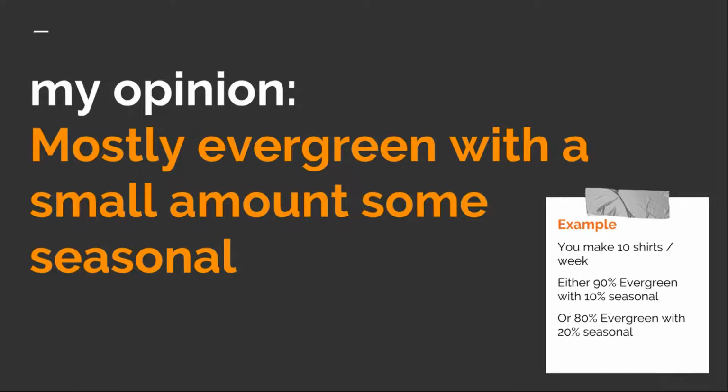An example would be, and this is just for an example, if you make 10 shirts per week, you can have either 90% evergreen with 10% seasonal, or if you want to do 80% evergreen with 20% seasonal, it's all up to you and your business. And that's what I love about having a Merch by Amazon business. You can structure it however you want, test some things, see what works. If it doesn't work, change it up, you know.